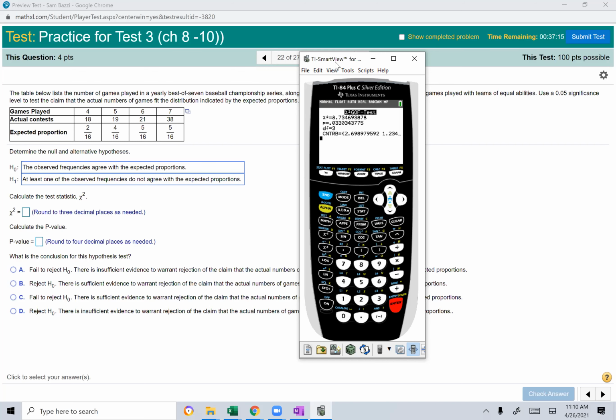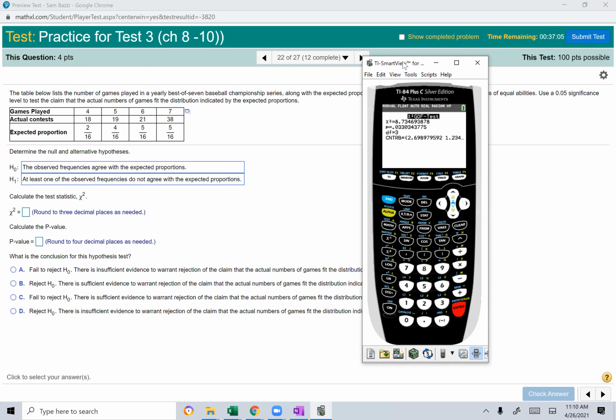Okay, our claim is in H0 because he says that's the claim that the actual number of games fit the distribution. If he says they're different than expected, that would be HA. So chi-square is 8.735 if you look at my calculator screen. P-value, guys, will be 0.0330. And what's alpha here? 5%. So less than 5%, reject H0. So you have a choice between B and C. Let's read them and select the proper one.